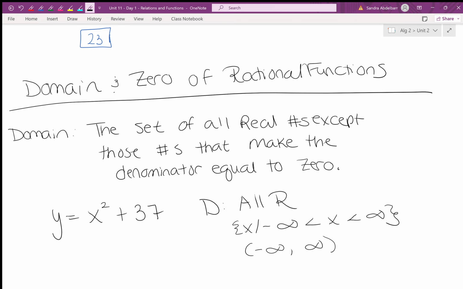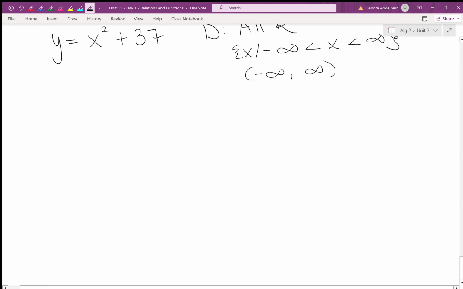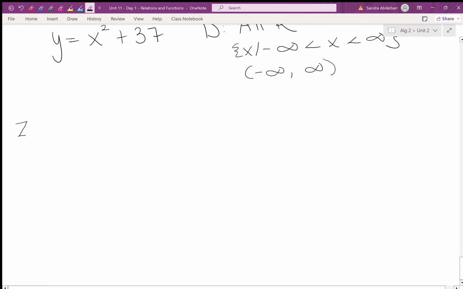I think we're done. If there's radicals, do we also have to worry about that? Oh, yeah, we need to worry about radicals also. So there's 2 scenarios: we need to worry about radicals, and we need to worry about denominators. Thank you for that. We will see both of those soon, but not today.